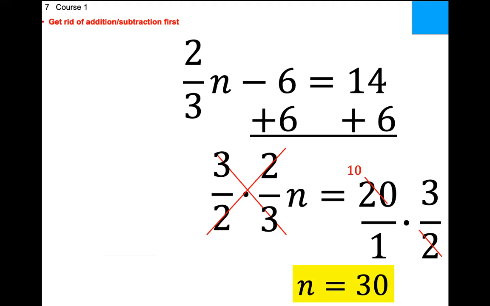So if you make a mistake on the very first step, like tomorrow when I call out the answers, and you're like, what? 30? I got whatever, right? You've got to check both steps because you don't know where your mistake was.